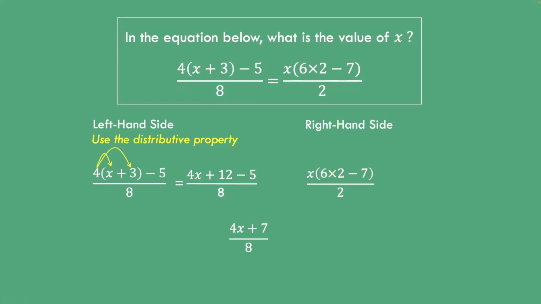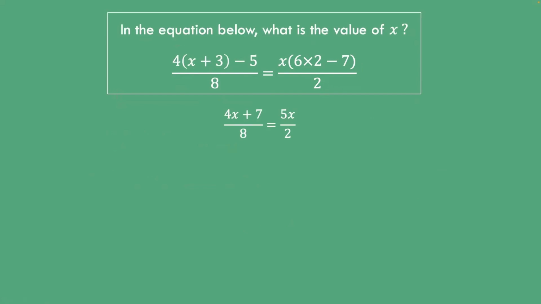On the right-hand side, simplify the parentheses. 6 times 2 equals 12, then 12 minus 7 equals 5. So we have 5x over 2 on the right-hand side. Now, both sides of the equation are simplified: (4x plus 7) over 8 equals 5x over 2.